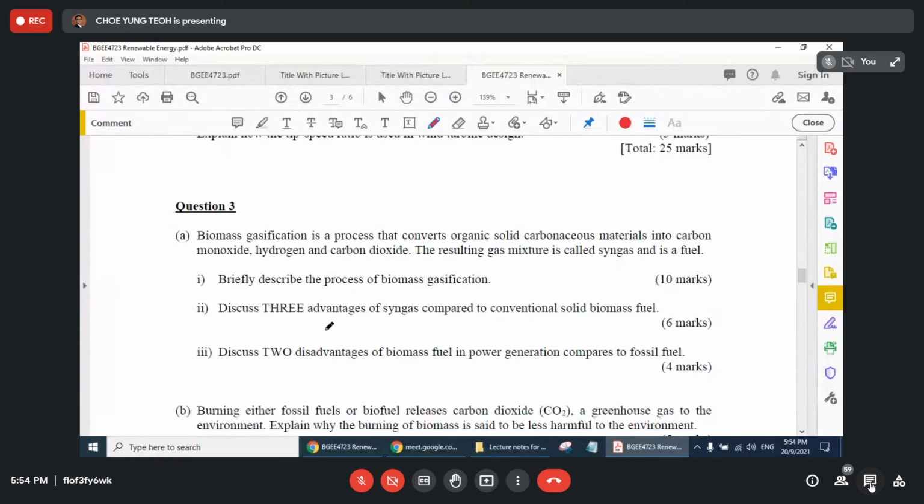Number 3, biomass gasification is a process that converts organic solid carbonaceous material into carbon monoxide, hydrogen, and carbon dioxide. The resulting gas mixture is called the syngas. Syngas is the word I use in the lecture, but somewhere you can see they call it producer gas, but it means the same thing. It's called syngas, and it's a fuel. Briefly describe the process of biomass gasification. Here you have 10 marks on this.